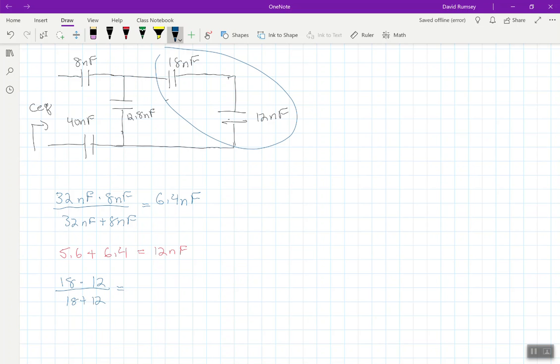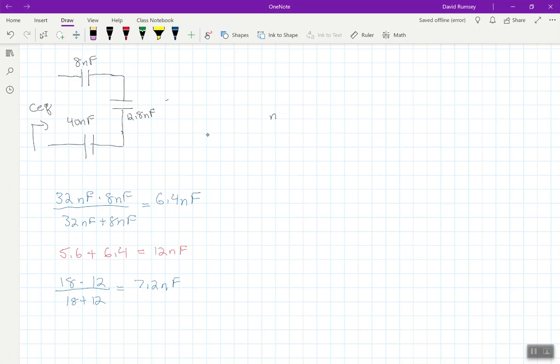And again, I'll punch this into my calculator real quickly, and when I do that, I get 7.2 nanofarads. So I will erase this portion of the circuit now and realize that I have here now a 7.2 nanofarad capacitor. And now these two capacitors are clearly in parallel. We've been circling those in red, so let me continue that pattern. Those are in parallel.